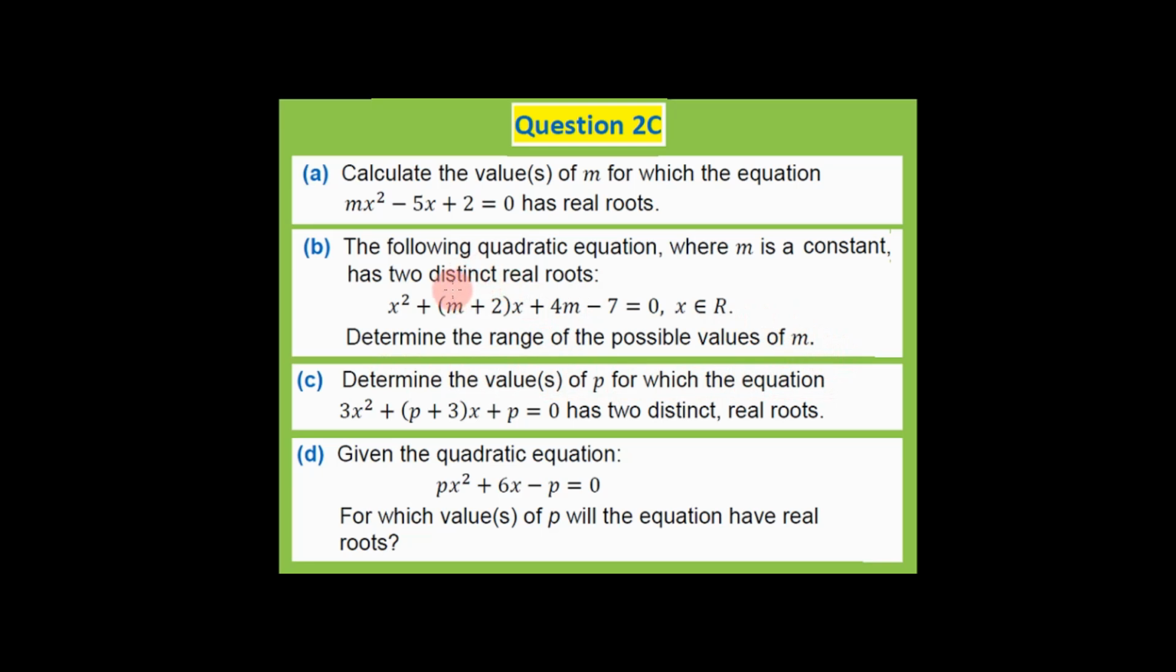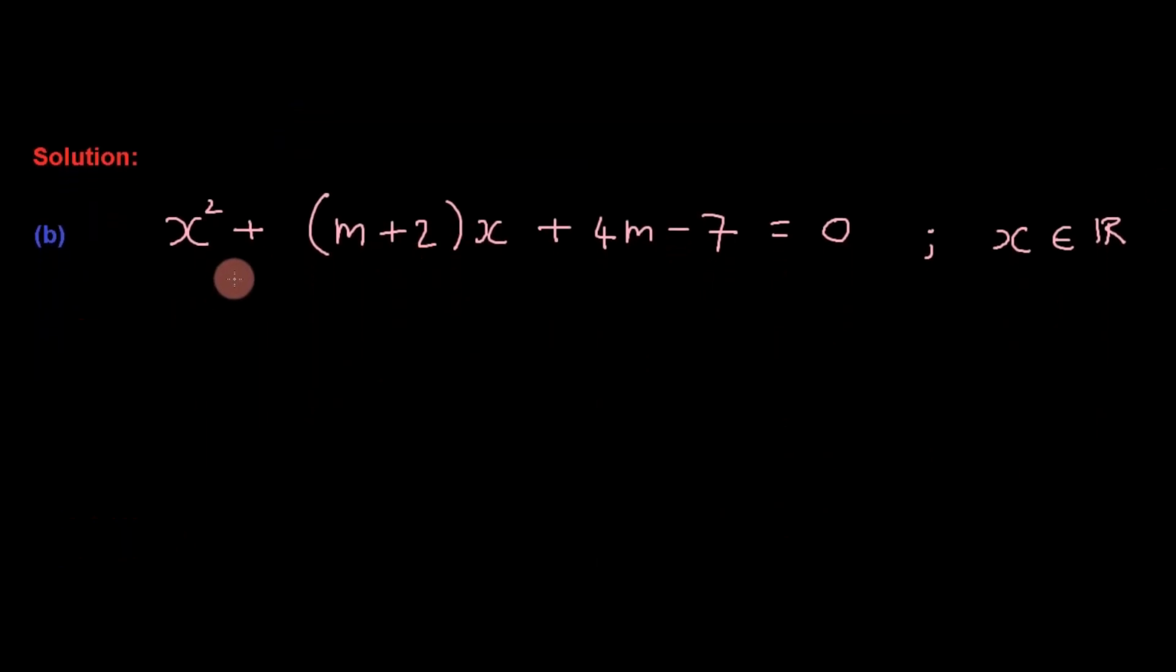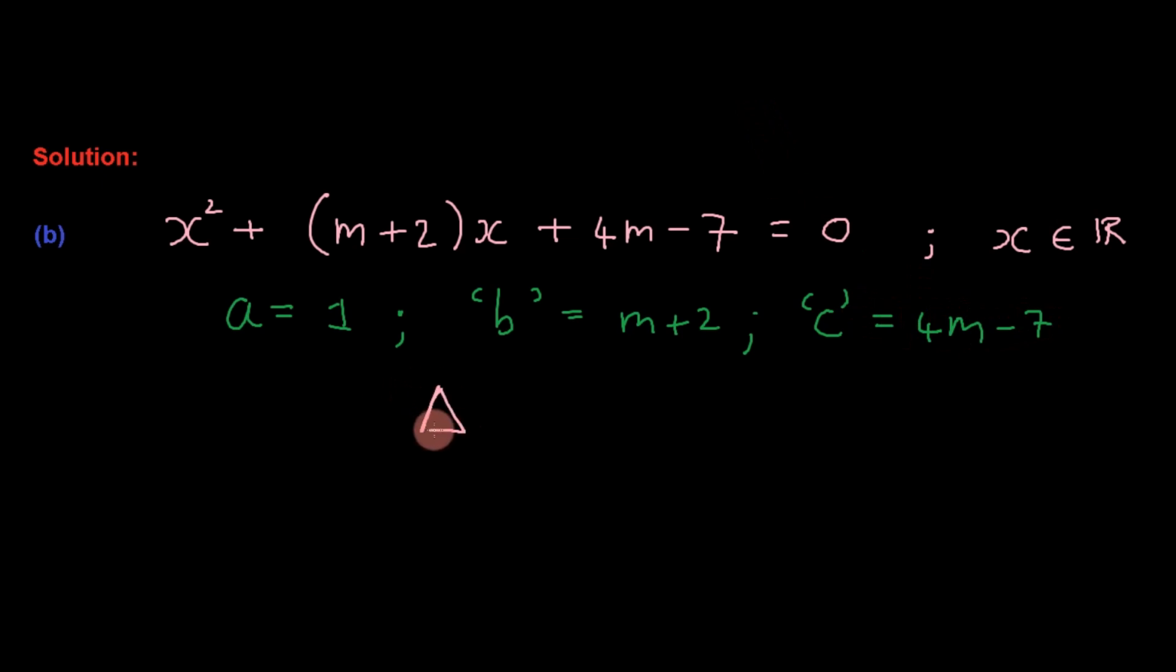Now, in this case, we are told that the roots are distinct, in other words, unequal. So we know that for real roots that are unequal, delta is strictly greater than 0. So that's what we're going to use here. Then to write down the values of a, b, and c, a is equal to 1, b, the x coefficient, is equal to m plus 2. And c, the constant, is 4m minus 7. And we want distinct real roots, so delta is strictly greater than 0.